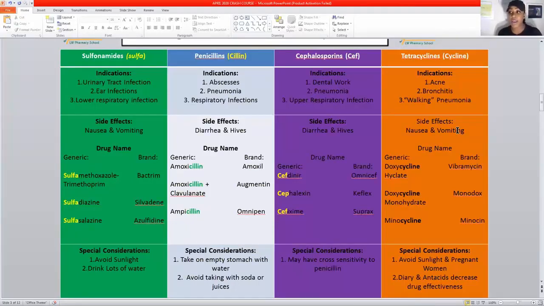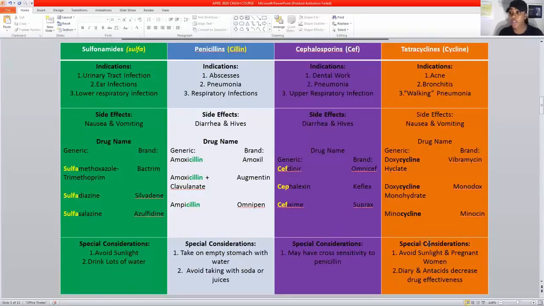Drug names. Generic is going to be doxycycline. The brand is Vibramycin. Doxycycline again, Monodox, and then minocycline, and then Minocin. So that's kind of easy to remember. And again, I've highlighted the prefix and the suffixes towards the end. With this particular drug, we want to make sure that they avoid sunlight and pregnant women. Okay, so make this note if you haven't written anything down all night. You want to make sure that with doxycycline, you remember pregnant women cannot take this drug.